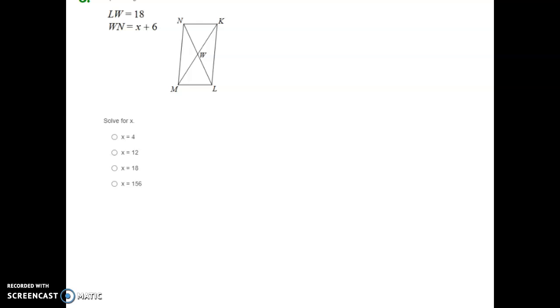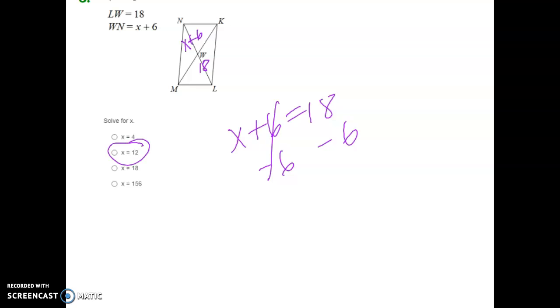Number 6. We're going to take this information and put it on our diagram. It's not already on there. LW is 18 and WN is x plus 6. Okay, we know that this is a parallelogram, so the diagonal has been bisected. That means the diagonal has been cut perfectly in half. So we go ahead and set x plus 6 equal to 18. Subtract 6 from both sides, and we get the value of x is 12.